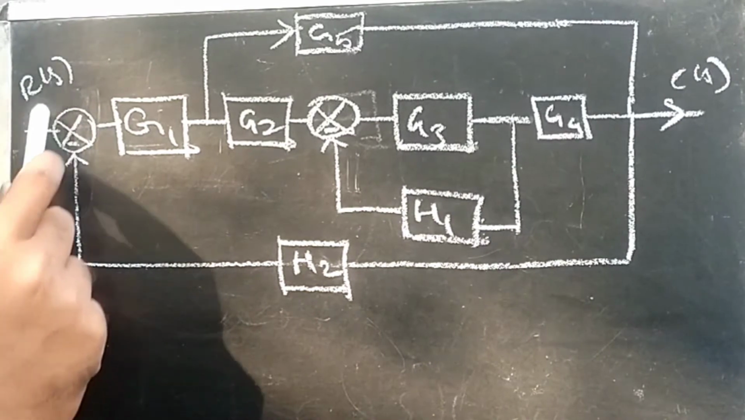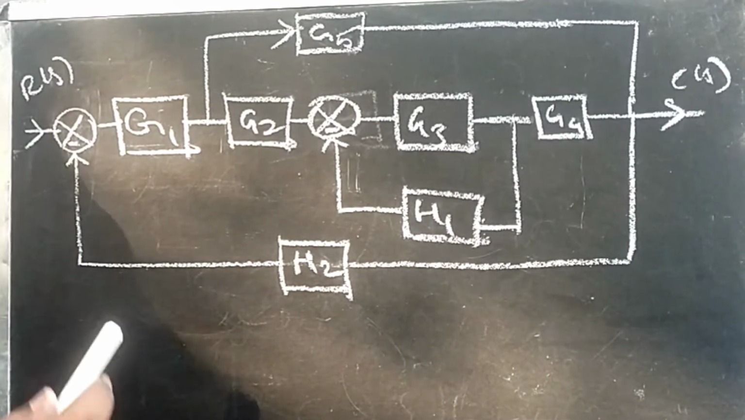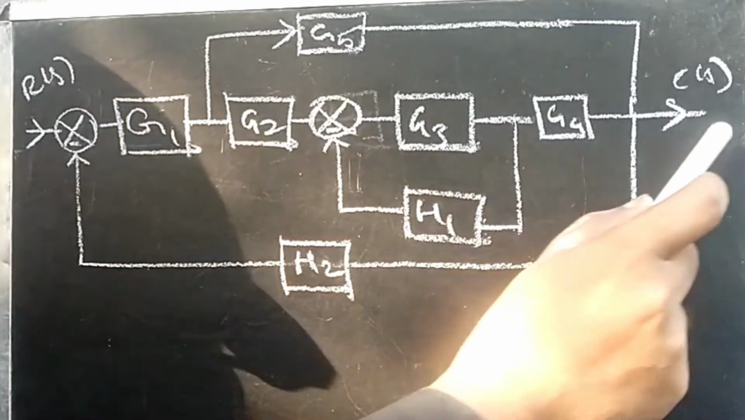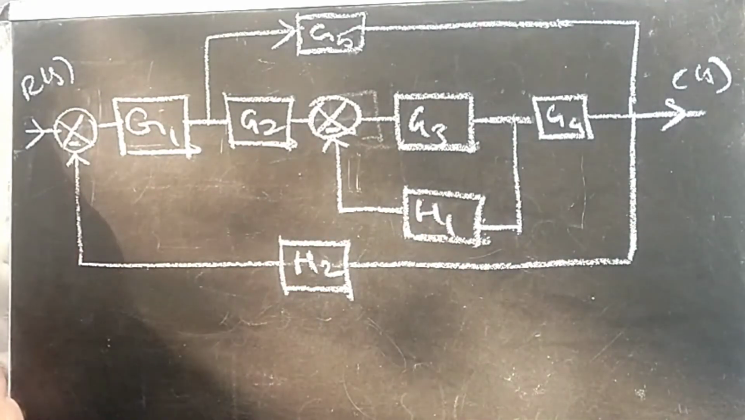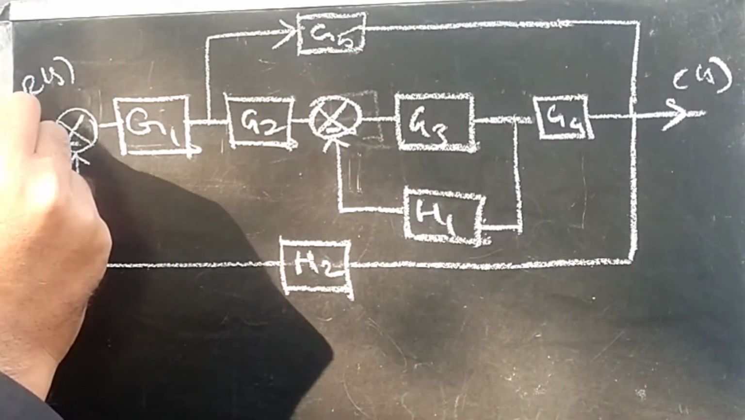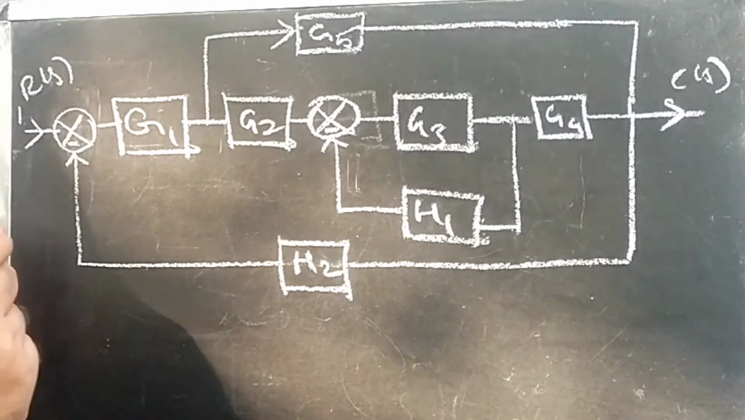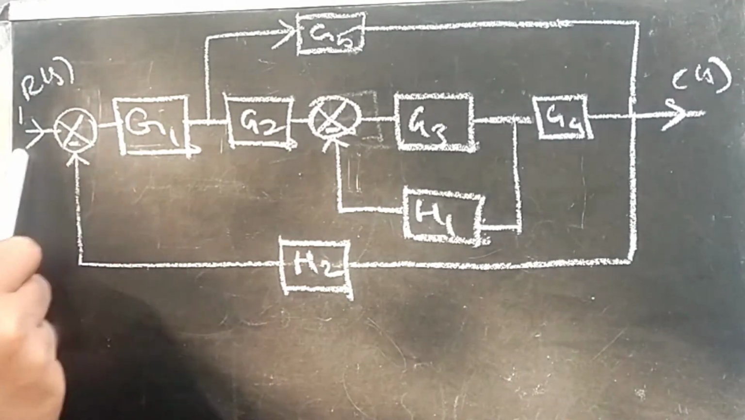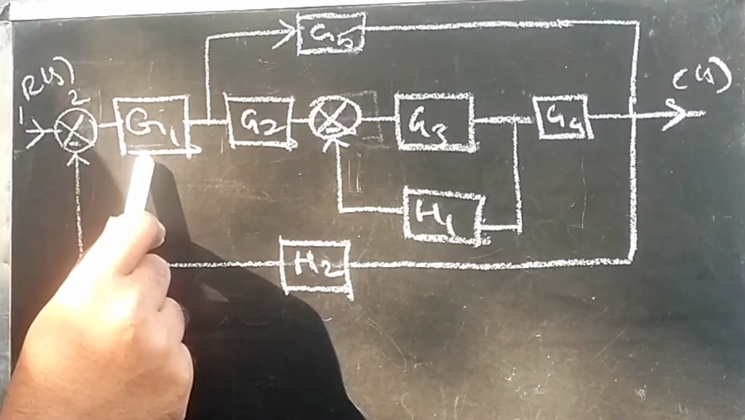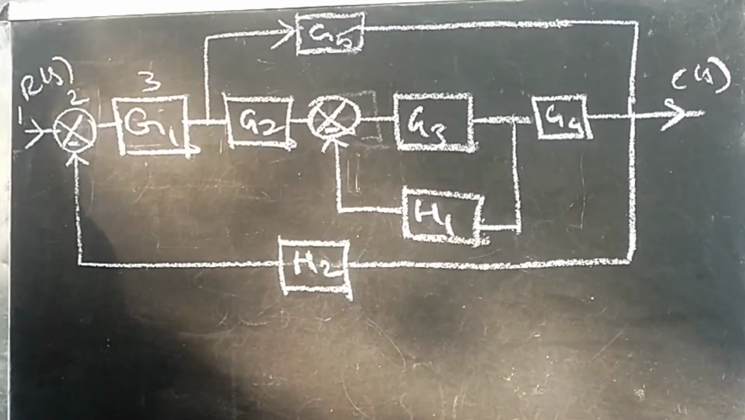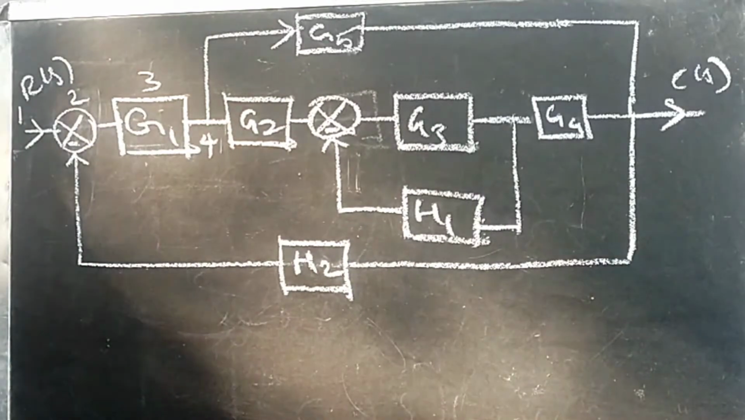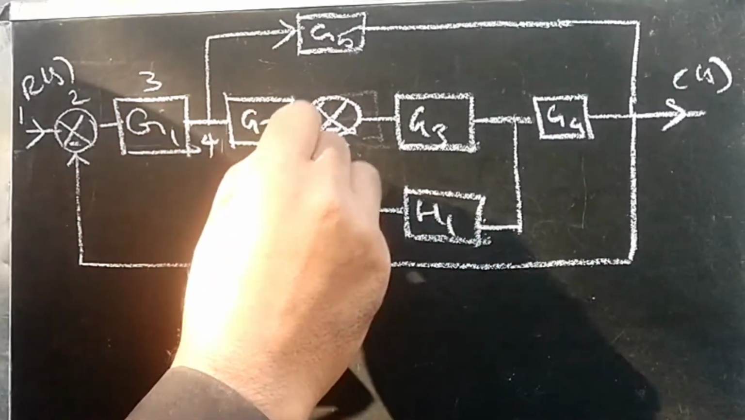Fix a number wherever there is any meeting of a branch point, summing point, elements, or feedback elements, whatever it may be, on this C of S, R of S line. Just put a number, including input and output. What I am saying is, give the number 1 to the input. Then the next meeting is a summing point in this forward path, so put the number 2 here. Then the next element, G of 1, gets number 3. Then the branch point is there, so put 4. Then the next element, put number 5.